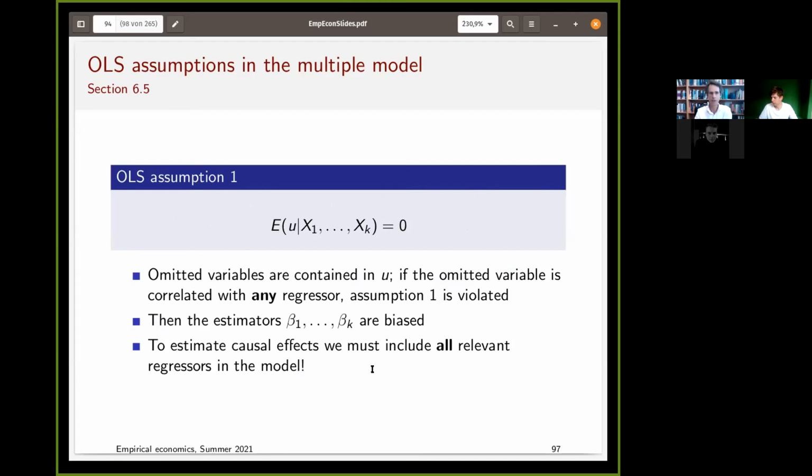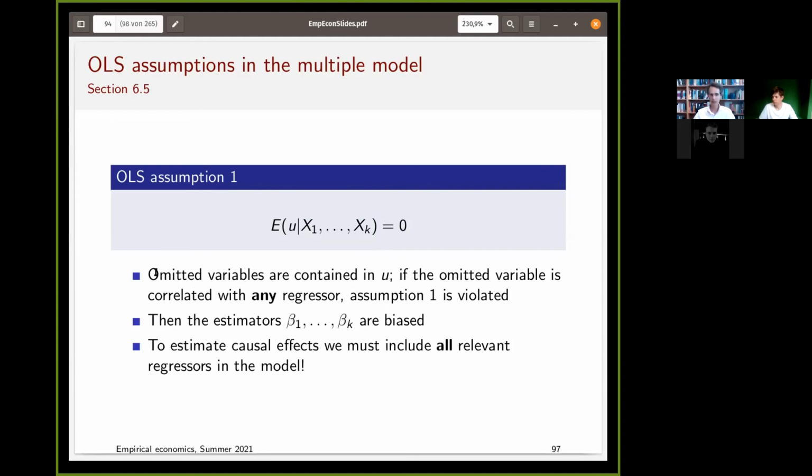The OLS assumption number 1. So it tells us that the expected value of the error term is 0, given any values of the regressors. Now, what happens if there are omitted variables? So what happens if, say, another variable is relevant for the test result in the California school data example, which is not included in the list of regressors?